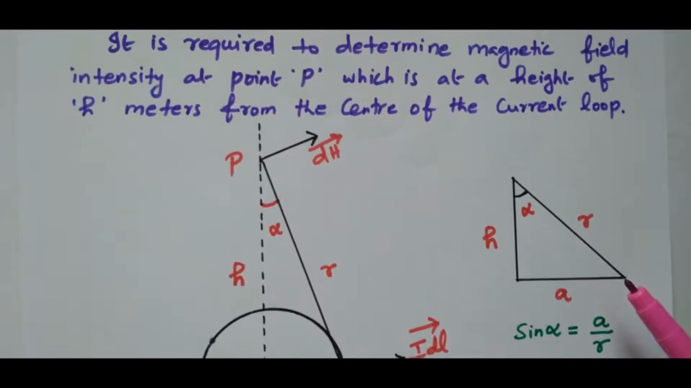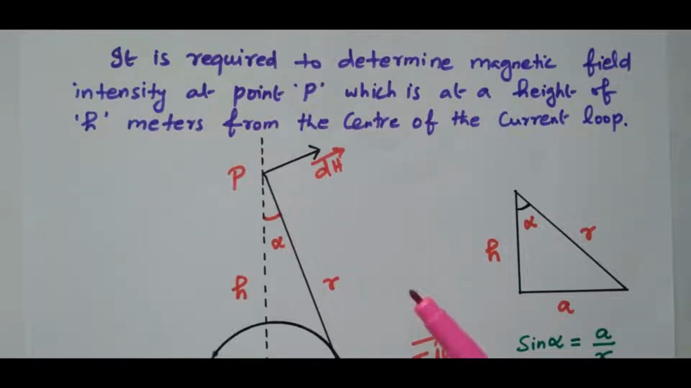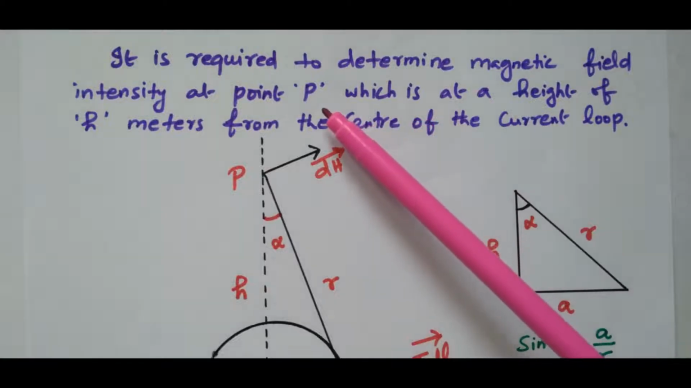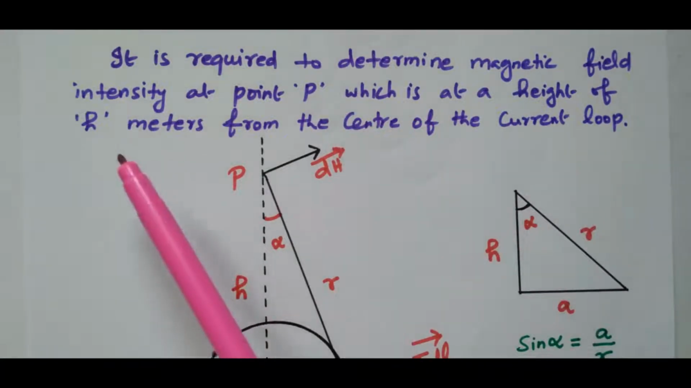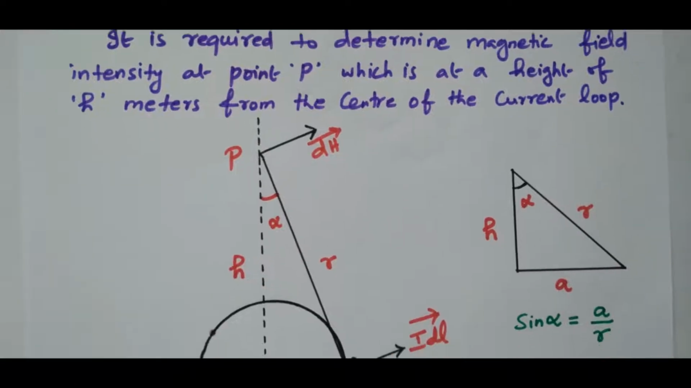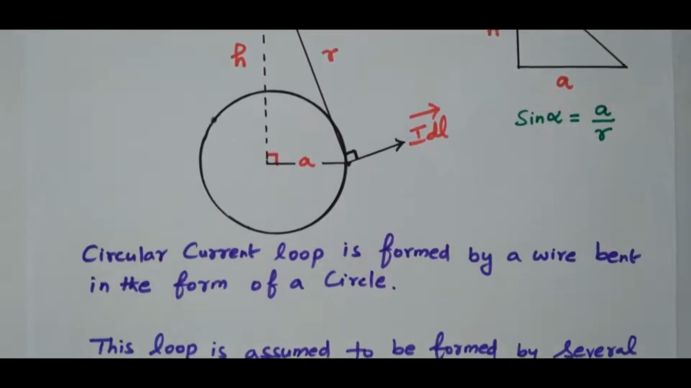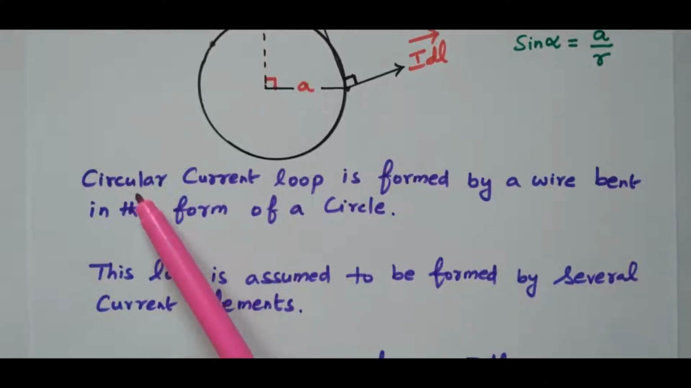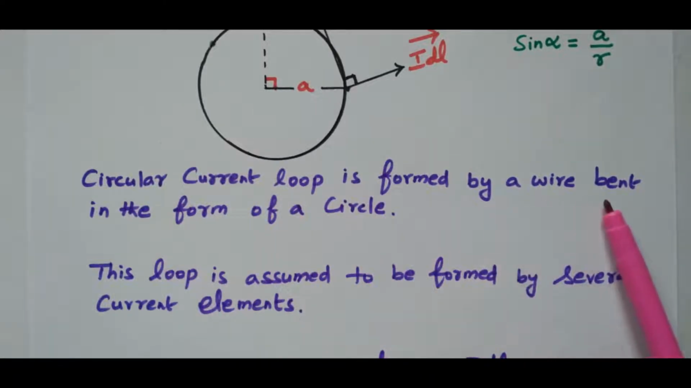We'll see the description. It is required to determine the magnetic field intensity at point P, which is at a height of h meter from the center of the current loop. The point P is located at a height of h meter from the center of the current loop. At that point, we are going to find the magnetic field intensity. How is the circular current loop formed? The circular current loop is formed by a wire bent in the form of a circle. The wire is bent, two ends are connected together and the circle is formed.